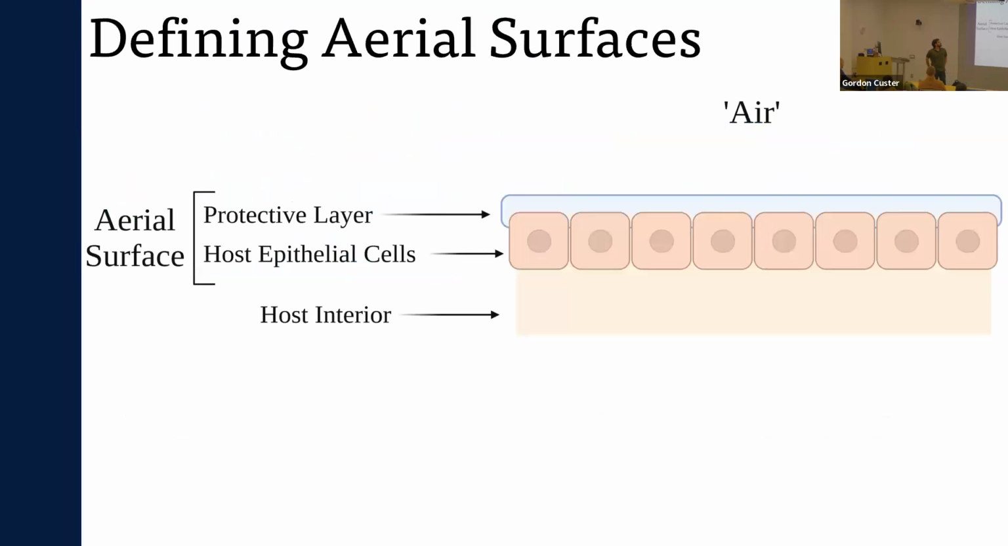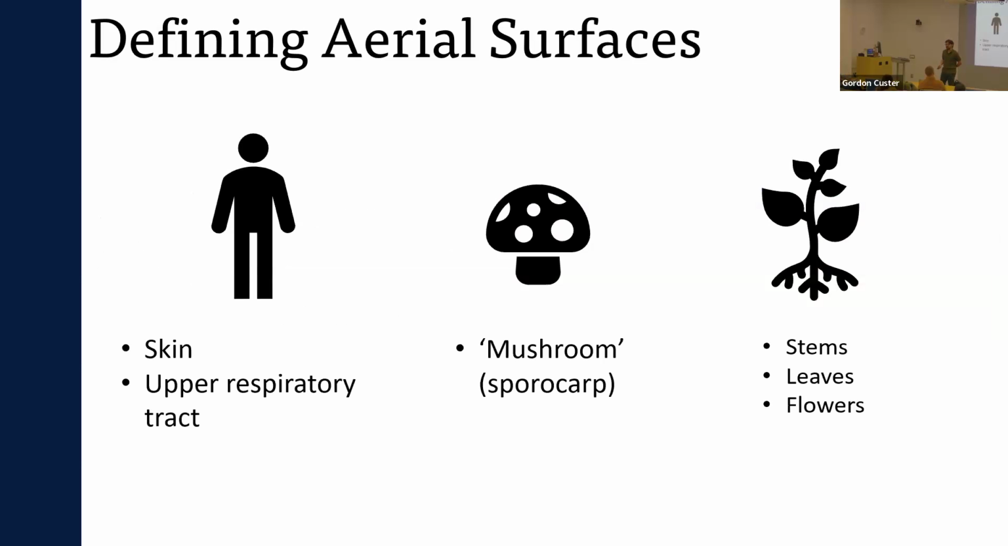So I want to talk a little bit about what I mean by an aerial surface. When I talk about an aerial surface, it means the outermost layer of the host epidermis, and this typically consists of the outermost layer of host epithelial cells and a protective layer on top of it. Typically we consider this host aerial surface as the interface between the host's interior and the exterior air. And so these systems actually exist in a lot of different organisms.